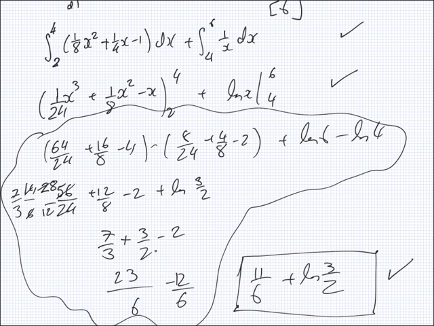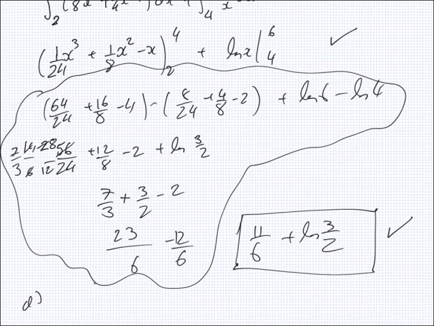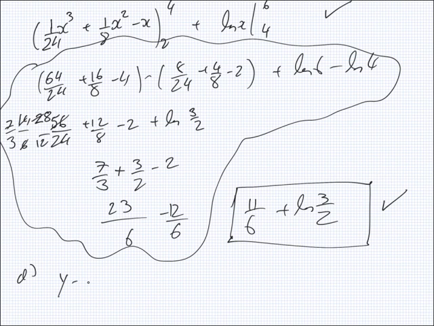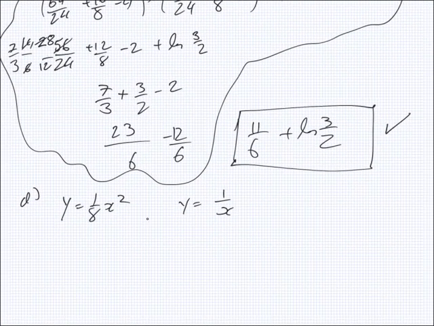For non-zero value of x, the gradients of the curves y equals 1 over 8x squared and y equals 1 over x are perpendicular to each other. Very interesting. That's a little bit different now. They want you to find the x where these two will be perpendicular. Their tangent slopes. Okay.